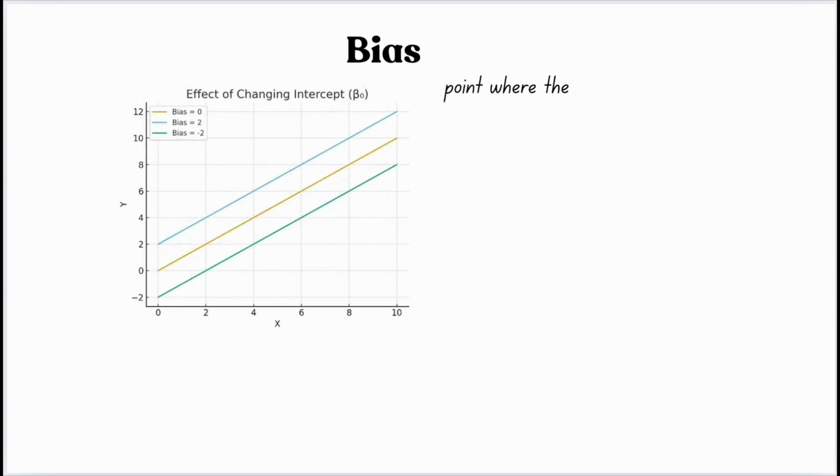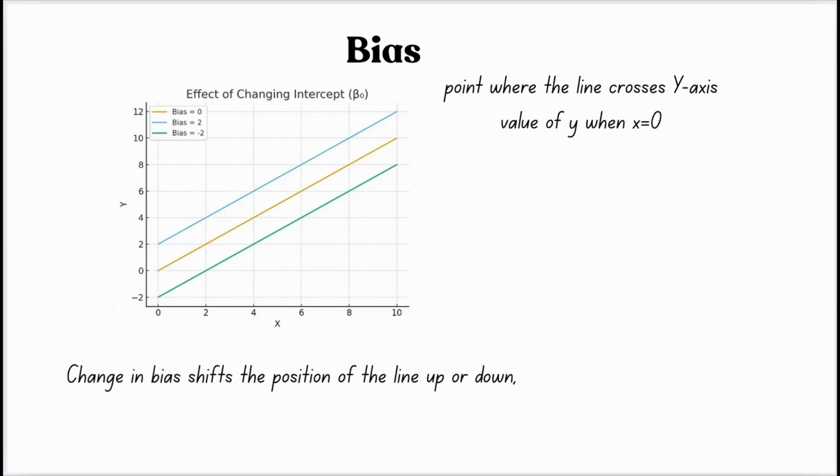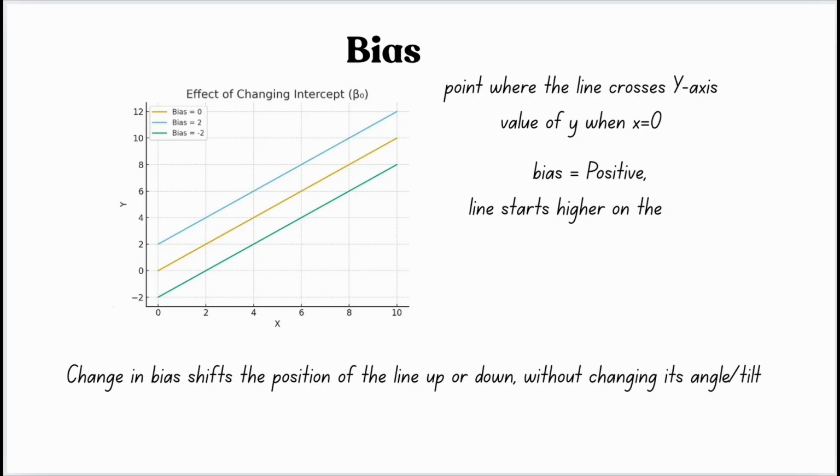The bias is the point where our line touches the y-axis. It's the value of y when x equals 0. Change in bias shifts the position of the line up or down without changing its angle. If the bias is positive, the line starts higher on the y-axis. If the bias is negative, the line starts lower on the y-axis.